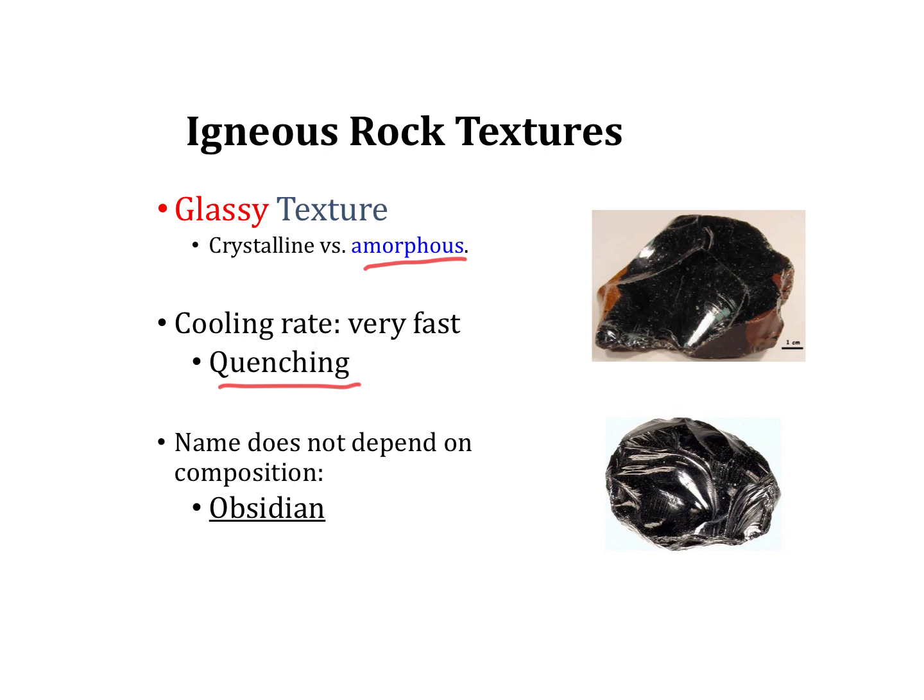One thing about a glassy texture is that the name of the rock does not depend on the composition. So normally to classify or name a rock, we need both a texture and a composition. But in this case, just the texture itself is enough, and any volcanic glass is called obsidian with a glassy texture.